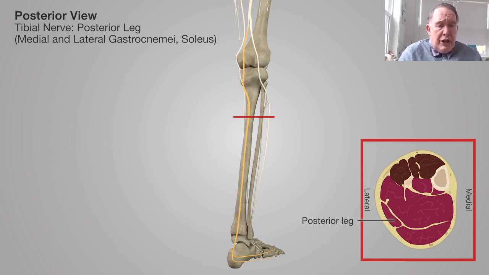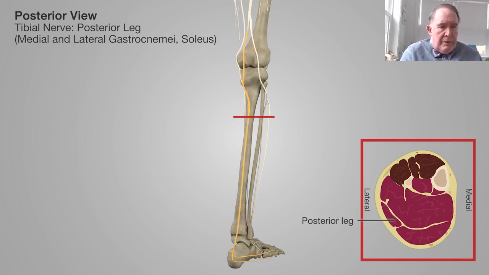This highlighted section through the calf shows the posterior group of muscles supplied by the tibial nerve. And we're thinking about the major muscles here. We think about the gastrocnemius, medial and lateral gastrocnemius, and the soleus. And as you recall, these are muscles that plantar flex the foot.